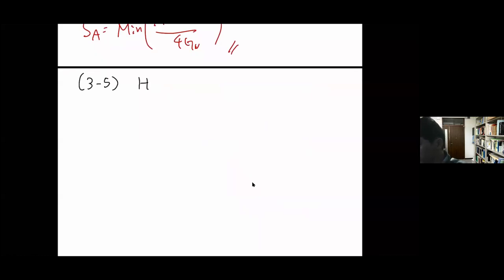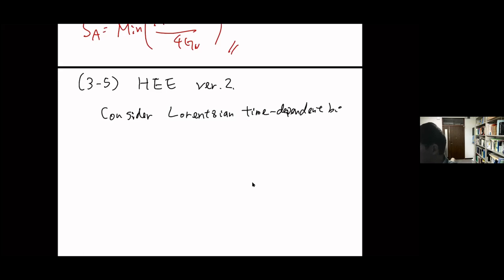3.5 holographic entanglement entropy, version 2. So for that, let's consider, so far we have only restricted to a particular case, namely static spacetime, right? Now we want a time dependent setup. Consider a Lorentzian time dependent background.